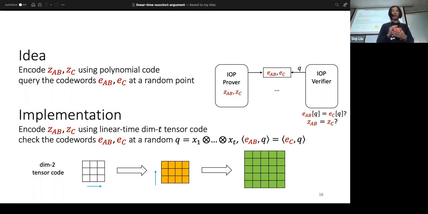So this is the tensor encoding, and now what we treat this code word as is the following. Basically, this final code word, we view as the coefficients of some multilinear polynomial. Imagine that this encodes the coefficients of some multilinear polynomial. And now what we do is we still want to query this polynomial at a random point in the field.